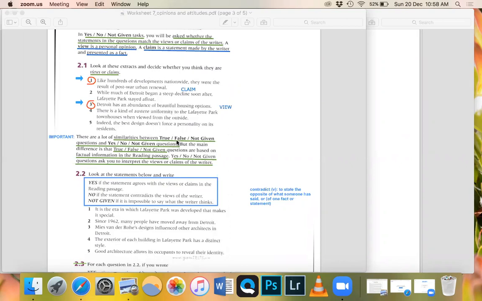So there are similarities between true, false, not given, and yes, no, not given, but they're not the same. The difference is that true, false, not given are based on factual information in the reading passage. So you have to say that, yes, it's a true fact, it's a false fact, or the fact is not given. But for yes, no, not given, the questions ask you to interpret, so to understand the views or claims of the writer. So here you have 5 views or claims of the writer. If it's yes, it means it agrees with the claims in the passage. No means it's the opposite of the views of the writer, and not given, it's impossible to say what the writer thinks.